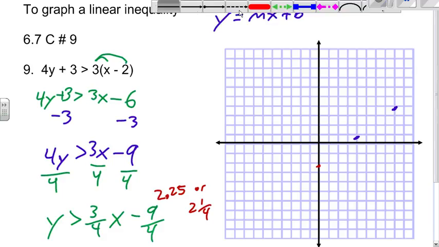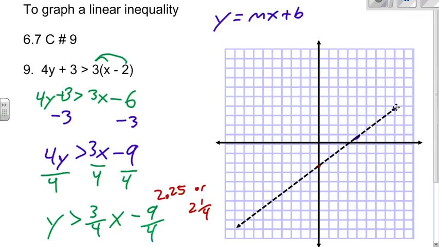Once you have a few good points, we're going to draw our line. Since that is a greater than and not equal to, it's going to be a dashed line. So draw your dashed line or dotted line through all of the points you just drew. And we need to decide which side of the line to shade, above or below.